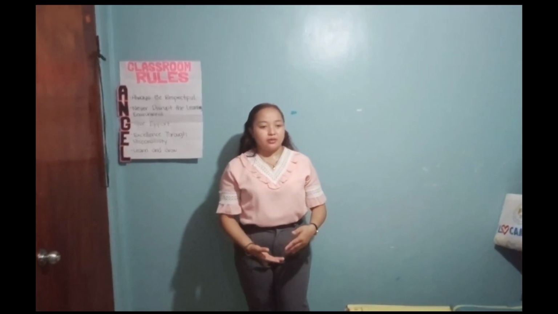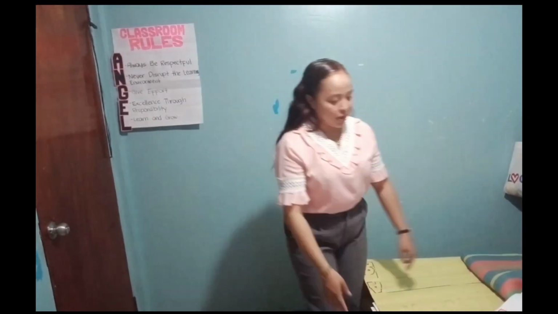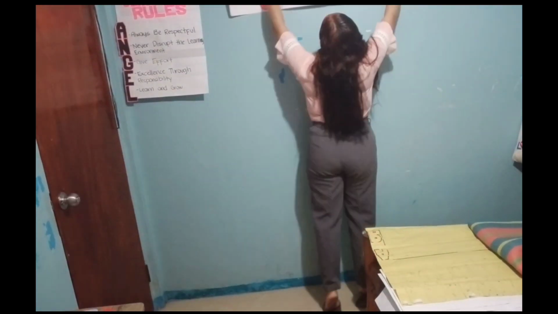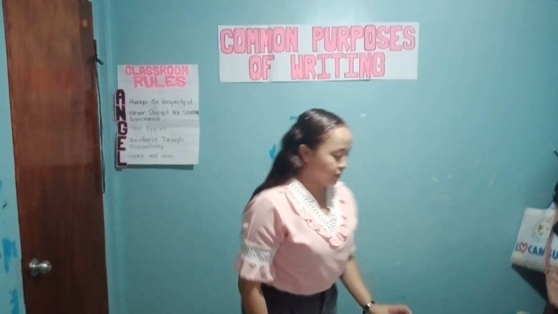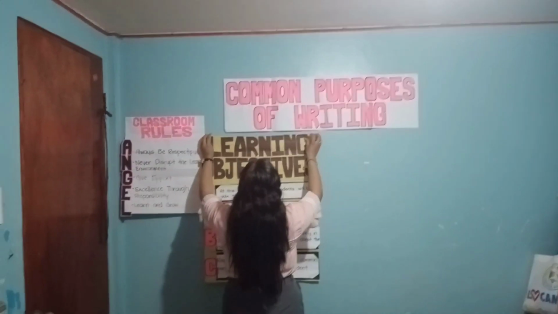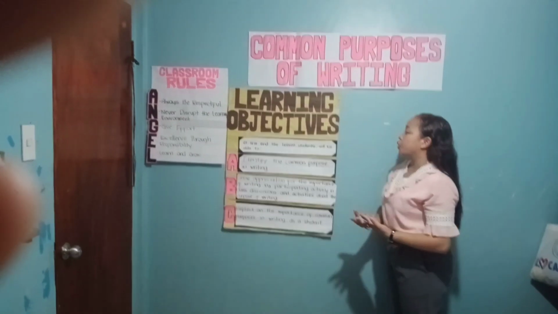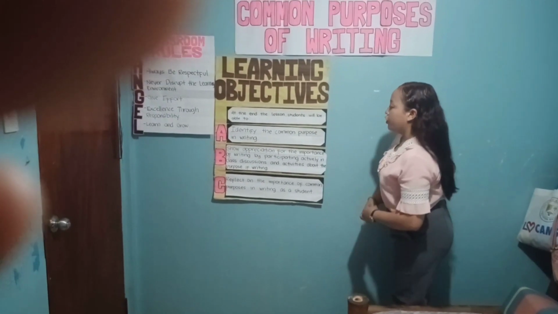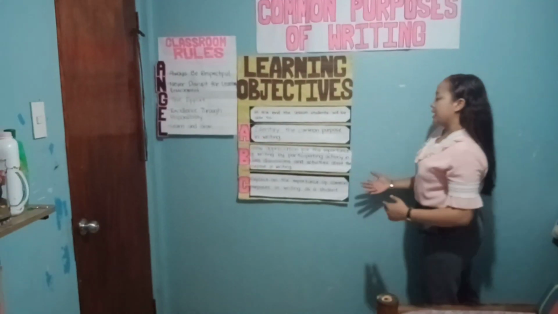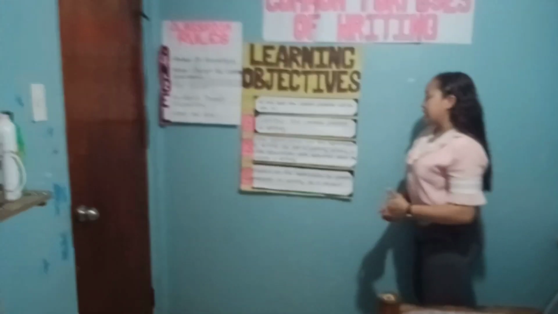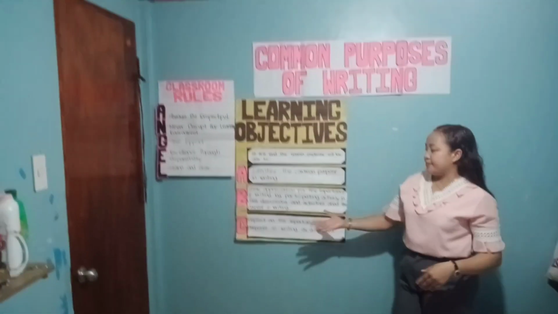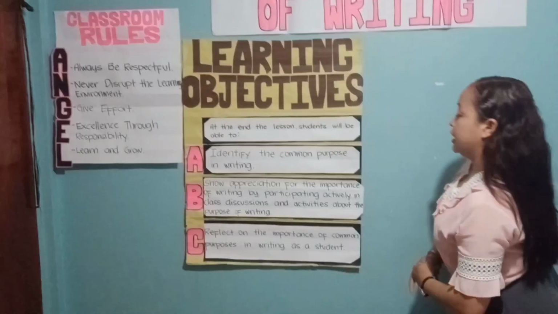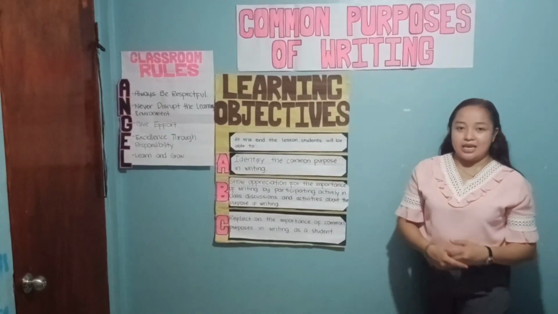Okay, class, based on our activity, what do you think is our topic for today? Miss Balandra? Okay, that's right. Our topic for today is all about the common purposes of writing. Now, let me present to you our lesson objectives. At the end of the lesson, the student will be able to: first, identify the common purposes in writing; second, show appreciation for the importance of writing by participating actively in class discussion and activities about the purposes of writing; and lastly, reflect on the importance of the common purposes in writing as a student.